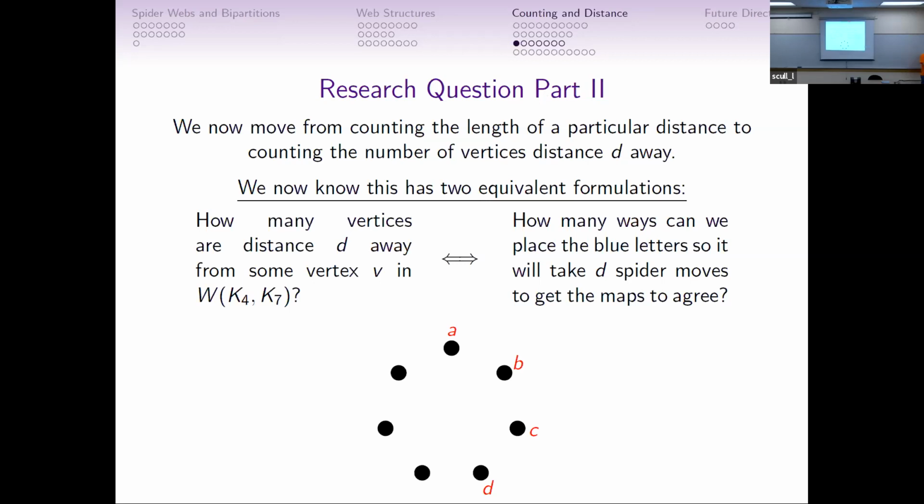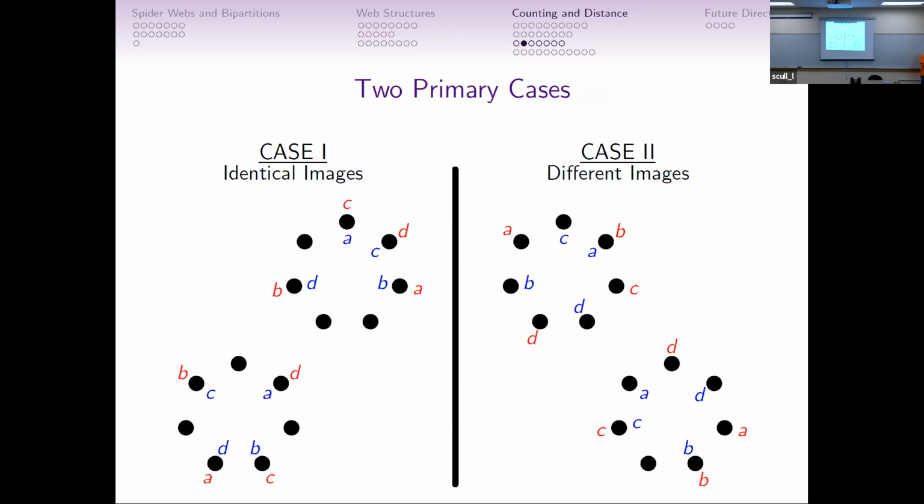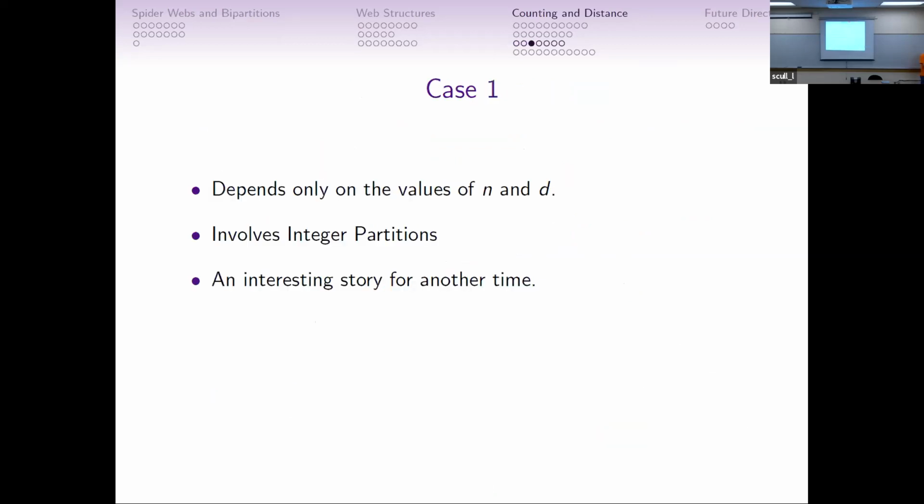So now we've essentially turned this question about graphs into a question about our diagrams. Instead of just asking how many vertices are some distance away, we can ask how many ways we can place the blue letters so it'll take that many spider moves to get the diagrams to agree again. So I broke this up into two primary cases, identical images and different images. Note that by identical images, I don't mean identical maps, just that the maps have all the same vertices. And for case one, it only depends on the values of n and d. It's a really interesting story about integer partitions that I don't have time to tell you all right now. It does end up being non-trivial and will be kind of like this.